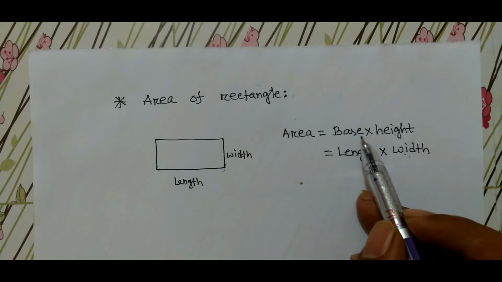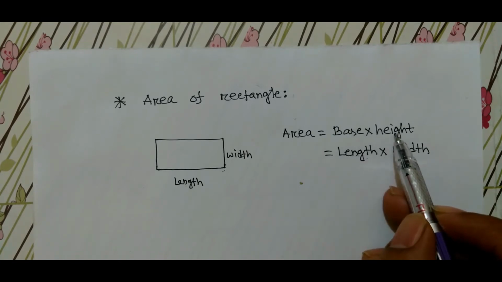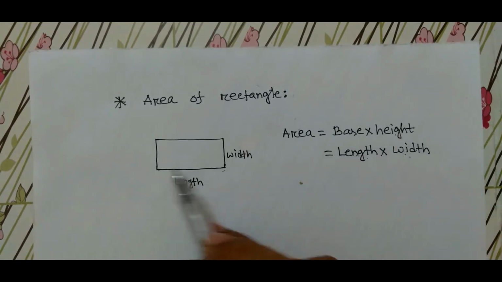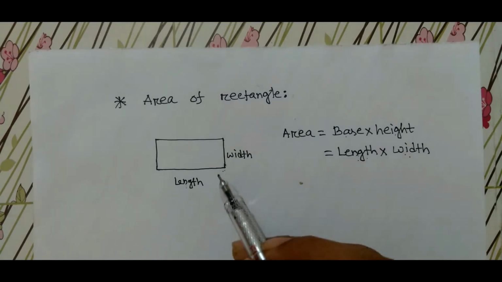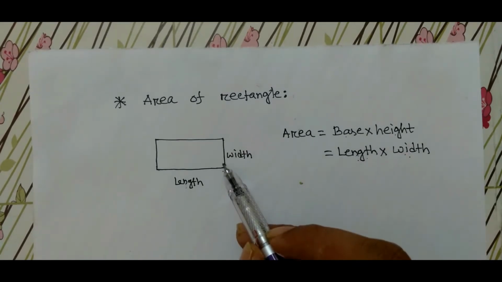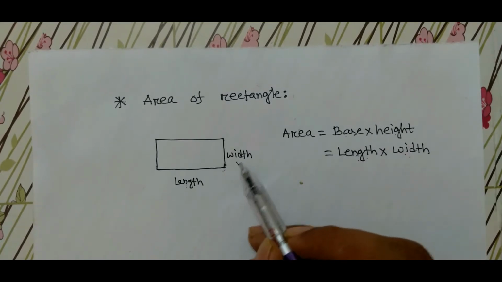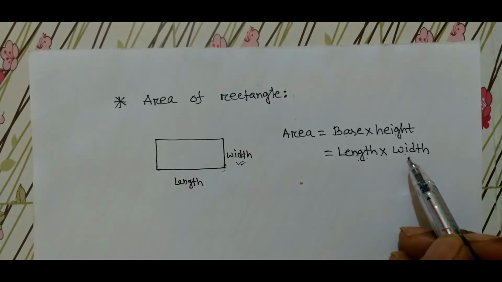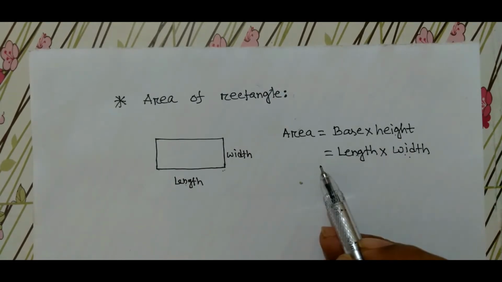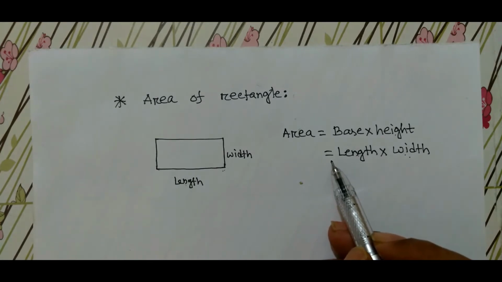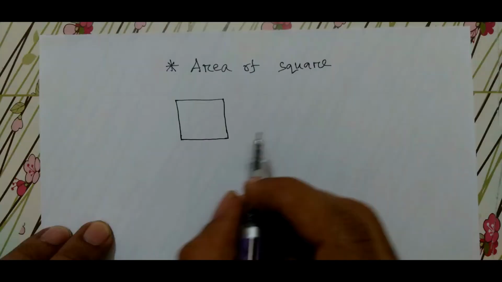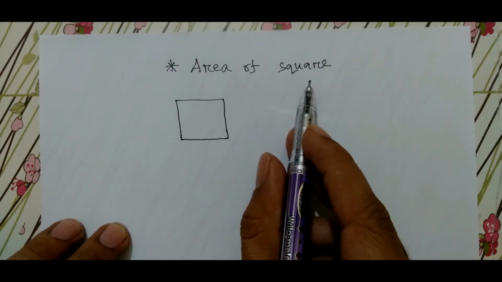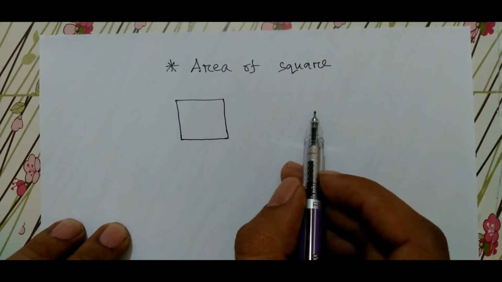Already we know that the area of parallelogram is base multiplied by height. In case of rectangle, the base is called length, so we can replace the base by length. Similarly, in case of rectangle, the height is called width, so we can replace the height by width. So what will be the area of rectangle? The area of rectangle will be length multiplied by width. So it's so easy.